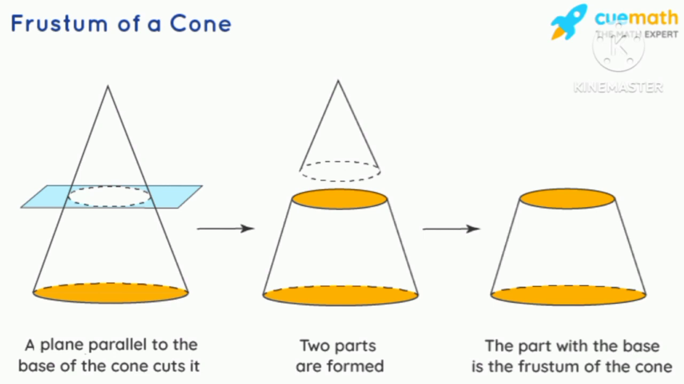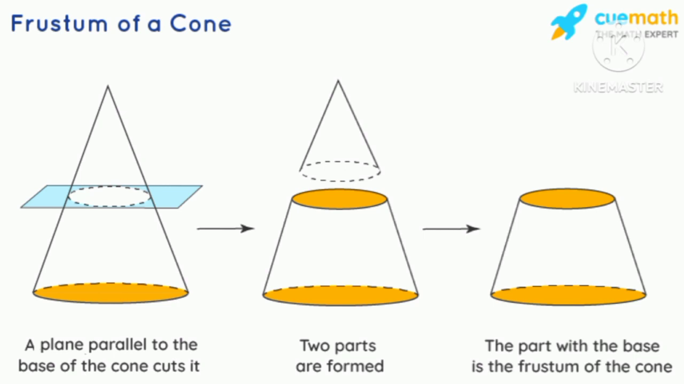So, what is frustum of a cone? Here, there are three figures. In the first one, a big cone is cut by a plane parallel to its base. And in the second figure, we removed the upper small cone. Then we get a shape, that is the third figure. The third one is called frustum of a cone.